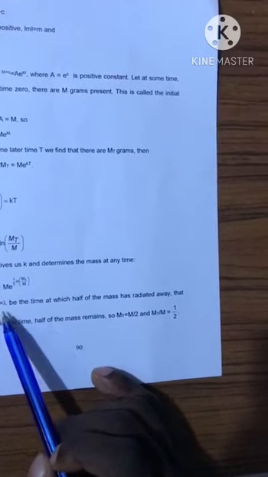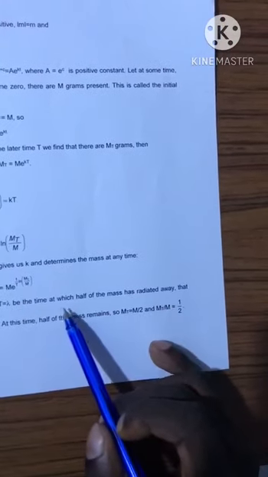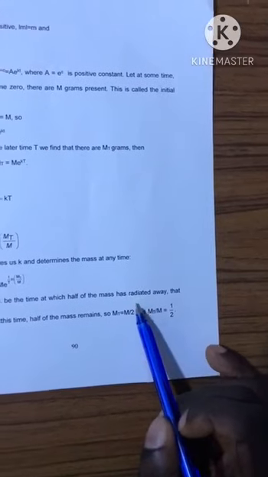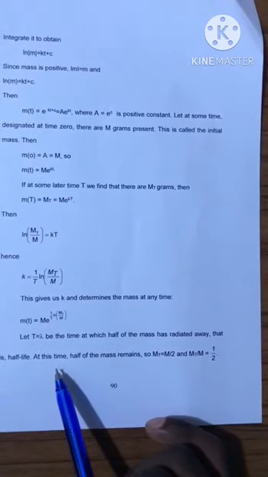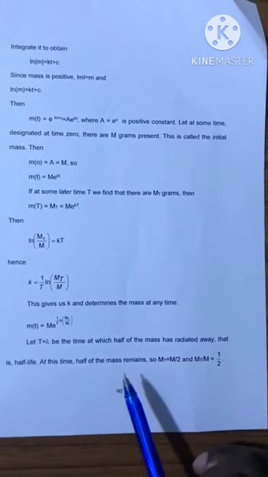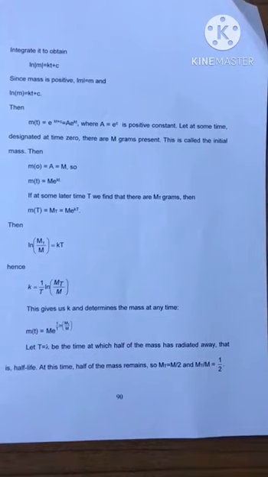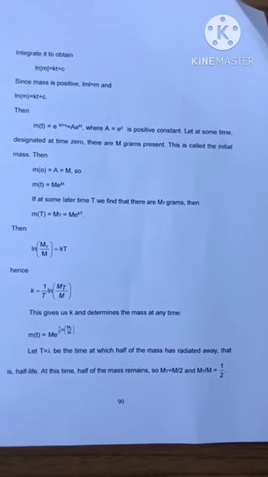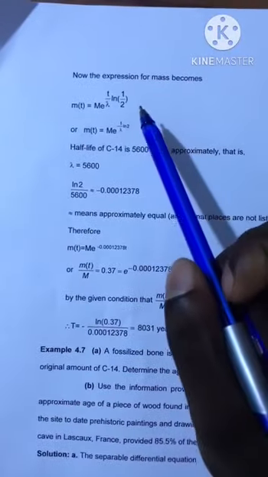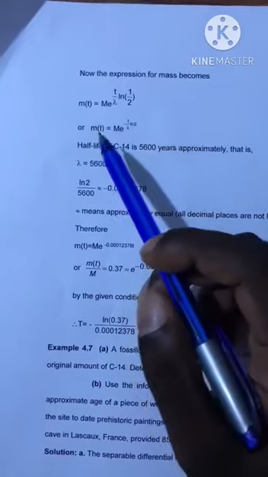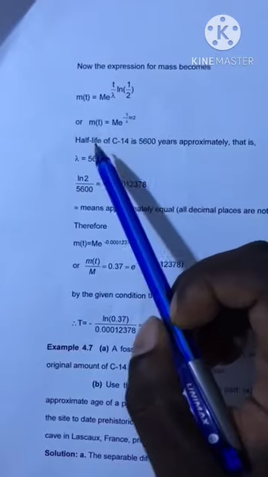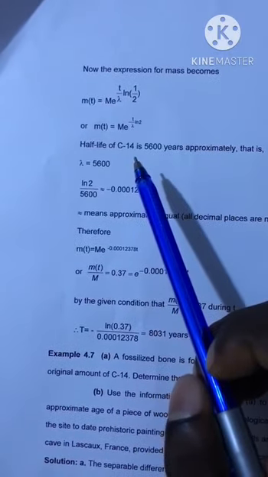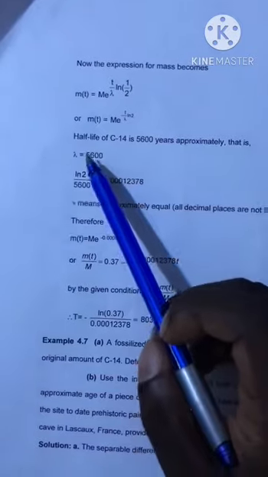Let t equal lambda be the time at which half of the mass has radiated away, that is, the half-life. At this time half of the mass remains, so m(t) equals m/2 and m(t)/m equals 1/2. Now the expression for the mass becomes m(t) equals m e^((t/lambda) ln(1/2)), or m(t) is equal to m e^(-(t/lambda) ln 2).